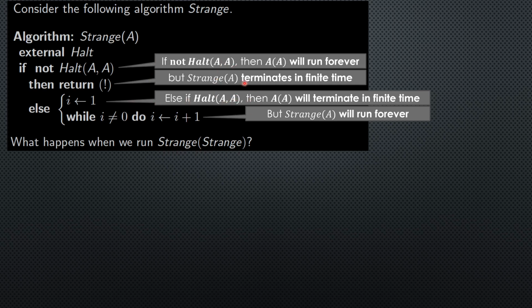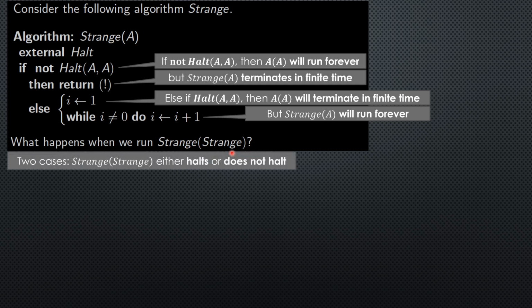But no, all you need to remember is, in strange of a, if a of a runs forever, strange of a will terminate in finite time. And if a of a terminates in finite time, strange of a will run forever. Okay, so if you remember that about strange of a, then what happens when we run strange of strange? There are two cases. Either strange of strange is going to halt, or it's not going to halt. One of those two things has to be true.